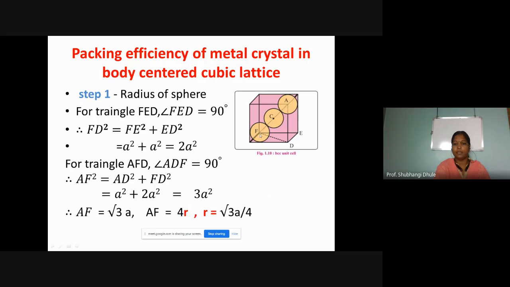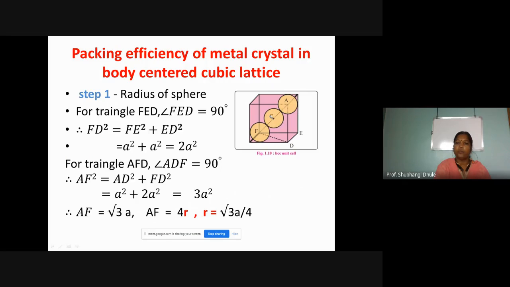So these are the particles at the corners, A is the center of one sphere, and F is the center of the next sphere. This is the center of the sphere, that is C. Here the sphere is present at the center of the cube, and the spheres are also present at all 8 corners. Here it is not shown, so as to avoid complication.